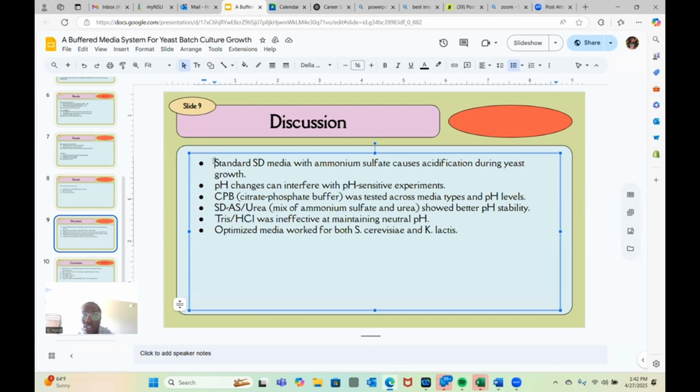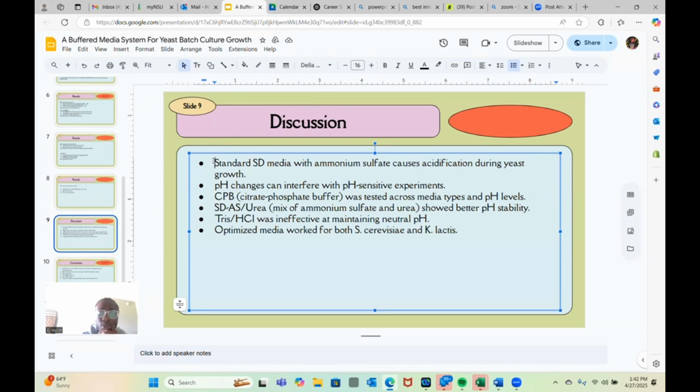Yeast was tested across different media types and pH levels to see which could get the best result. SD-AS/urea showed better pH stability than the other media. Tris/ACI was ineffective at maintaining a neutral pH. It couldn't stay the same.